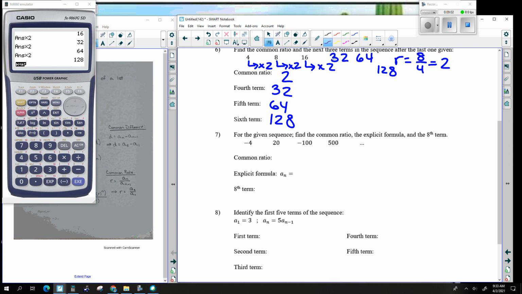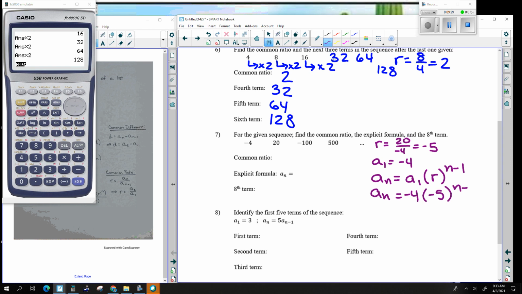All right, given the sequence, find the common ratio and the explicit formula. So the ratio is 20 divided by negative 4, which is negative 5. A1 happens to be negative 4. The explicit formula is A1 times R to the n minus 1. So in this situation, that is going to be negative 4 times negative 5 to the n minus 1.